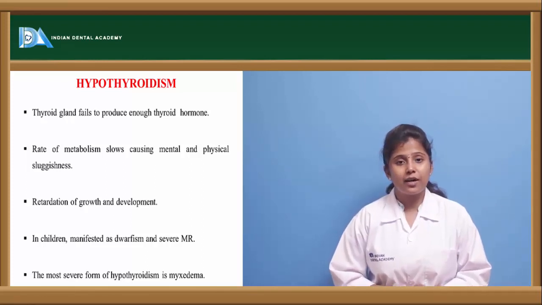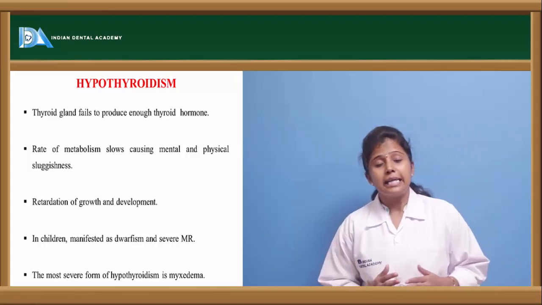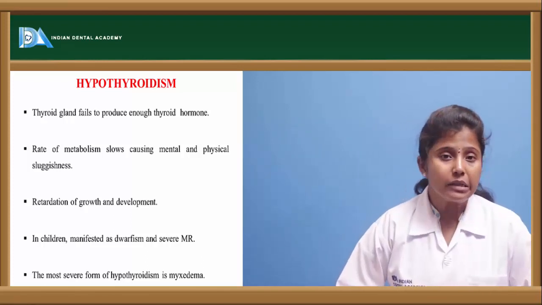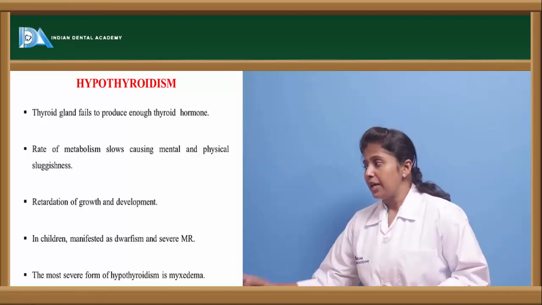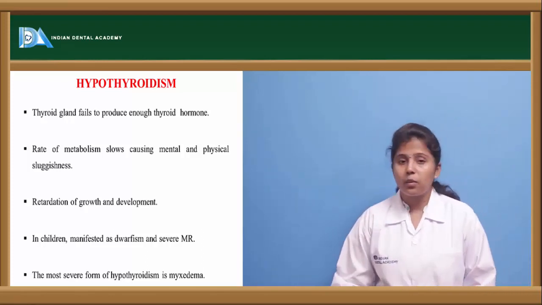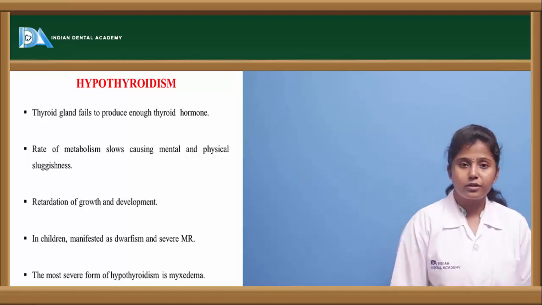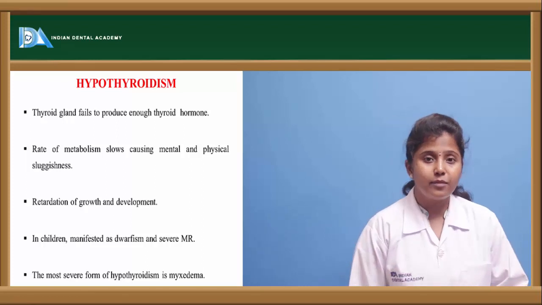As the thyroid hormone increases growth, once the thyroid hormone secretions are lowered, it leads to retardation of growth, leading to a condition called dwarfism. In children we can observe dwarfism and severely reduced metabolic rate. And the most severe form of hypothyroidism is myxedema, that is inflammation of the tissue.